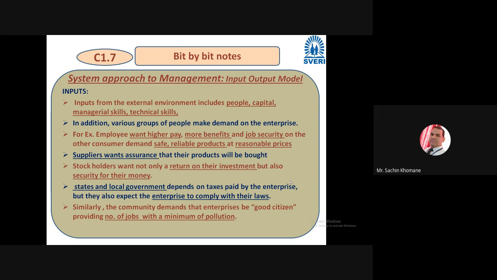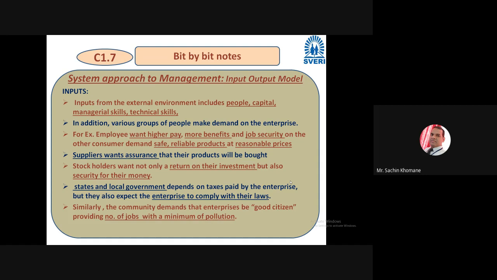Otherwise we will not become a supplier of your product, right? They need assurance. This also comes under the input. Then again, stakeholders or investors need returns on their investment. Yes, they are investing, so definitely they will demand returns on whatever investment they made in that particular organization.